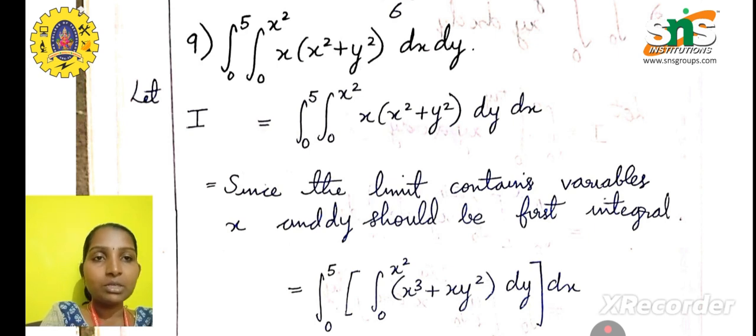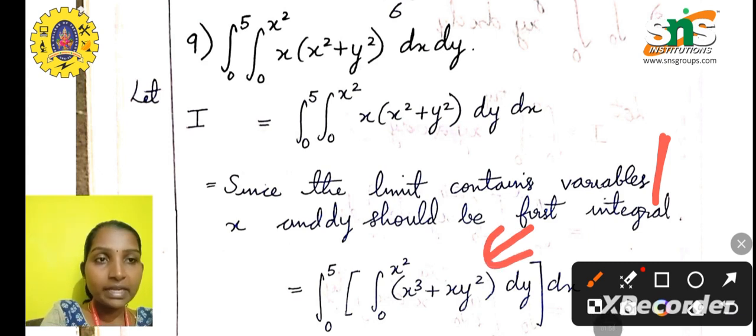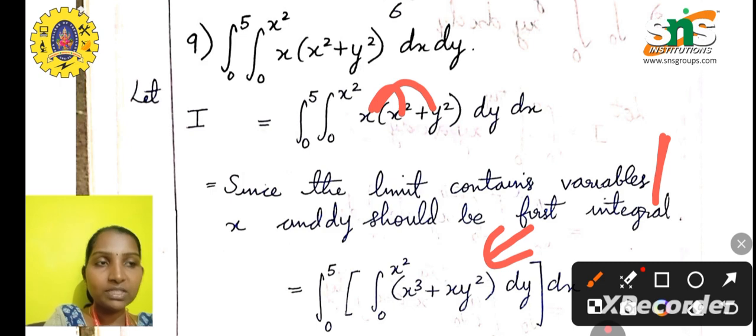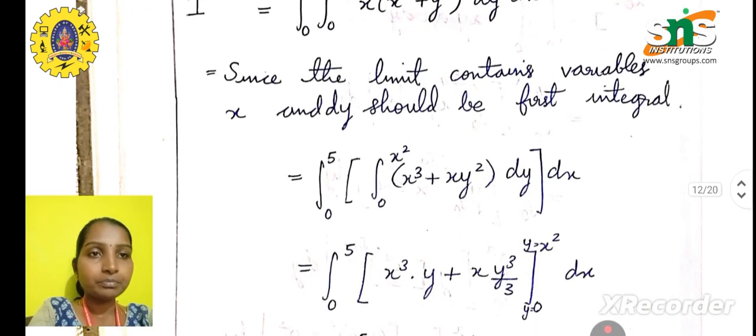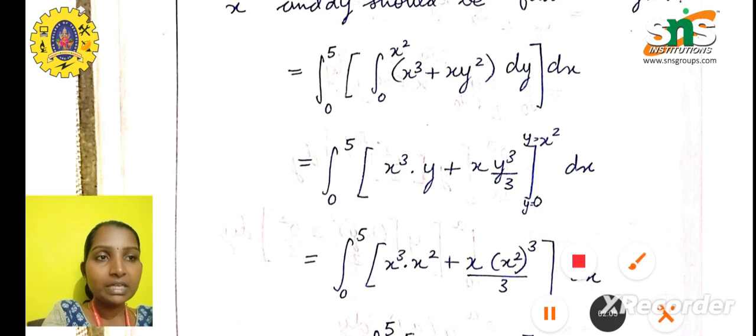So what will we do? Integral 0 to 5, integral 0 to x squared, x cube plus x y squared. You have just multiplied these two things here and put it. Now, what shall we do for the next step? We can just integrate it.